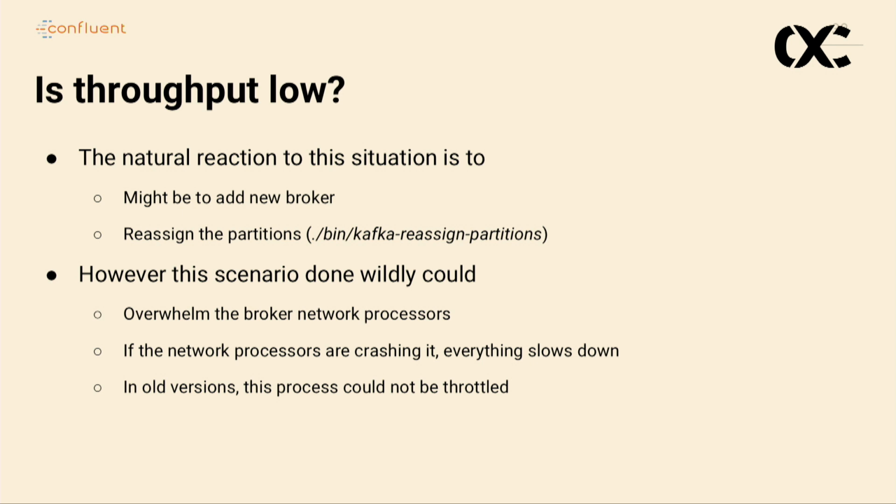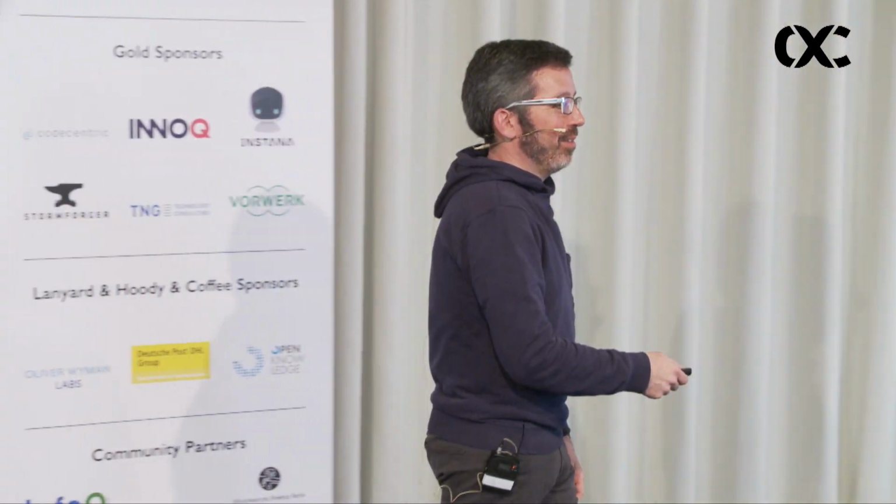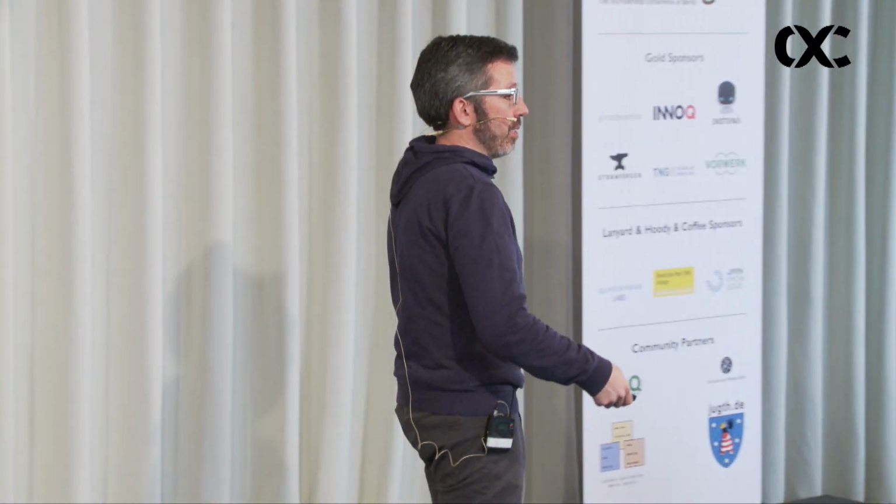So the throughput is low. The natural reaction to this situation is I add a new broker as well, and then I reassign the partitions. You have a tool, the Kafka reassign partition tool. However, this scenario done the naive way doesn't work, because you can overwhelm your cluster.